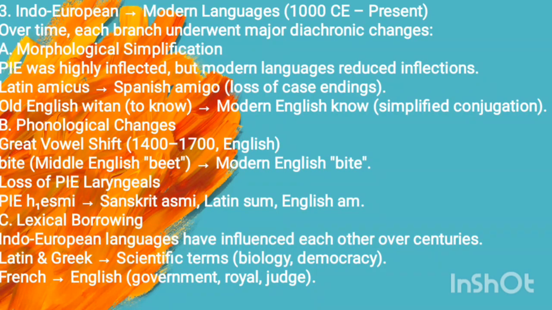Then the loss of PIE laryngeals. In PIE, H1esmi; in Sanskrit, asmi; then Latin sum, English am. Lexical borrowings: from Latin and Greek come scientific terms, words like biology and democracy. From French, borrowed words are government and law terms, that is loyal and justice.